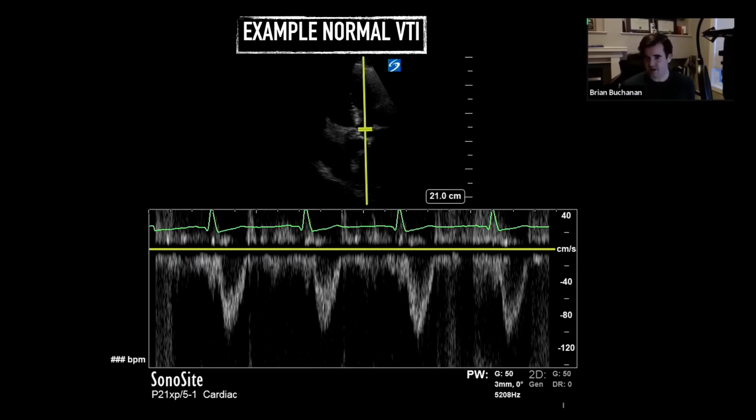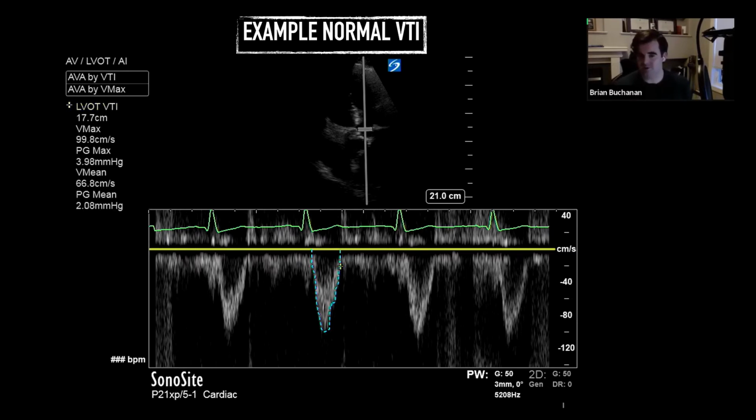Now, to trace the VTI, we typically start at the baseline. You can see here the cursor will be drawn to the baseline. It will trace upwards, making sure you're following it closely, and you trace it all the way back down to the baseline again, just being careful not to be overly inclusive. We can see here that our VTI is 17.7. This obviously is a nice example. The patient is in sinus rhythm. If they were in atrial fibrillation, they may have some variation from beat to beat, but I think that's a good example of getting our VTI in real time.